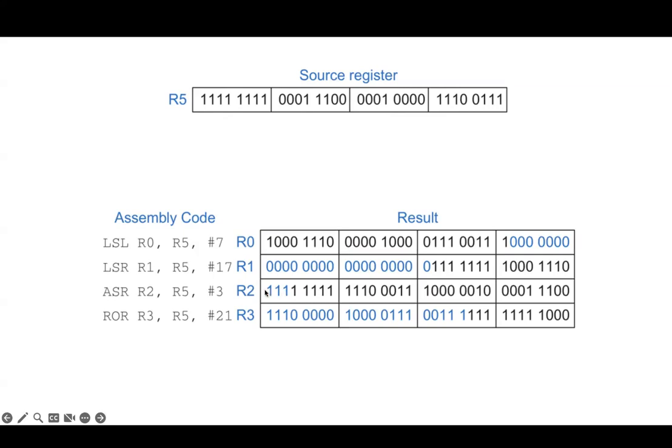The last instruction is ROR, which stands for rotate right. This instruction is similar to LSR, but the difference here is that we do not fill the shifted bits with 0, but we are rotating the bits by the given number. The rightmost bit will become the 21st bit from the left-hand side, in our case, when we rotate the bits of our source register by 21.